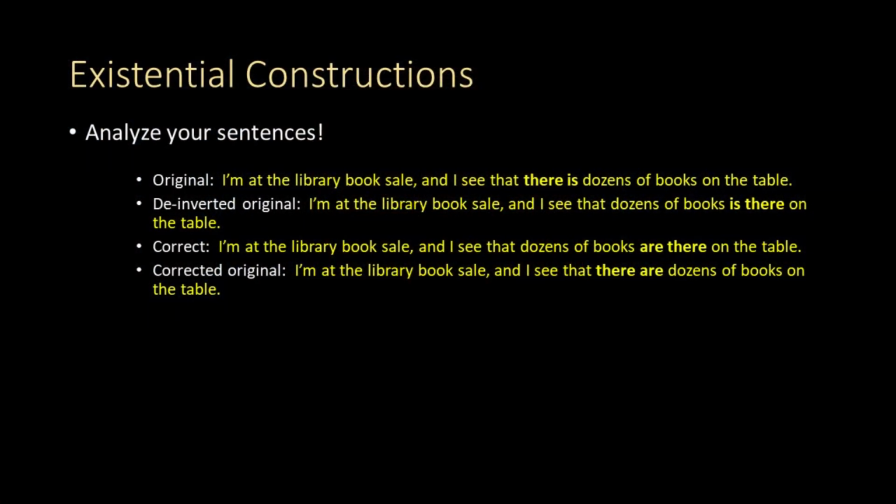First, I'm at the library book sale and I see that there is dozens of books on the table. If we de-invert that, we get I'm at the library book sale and I see that dozens of books is there on the table. And we can see that's wrong. Right would be I'm at the library book sale and I see that dozens of books are there on the table. So our original sentence should be I'm at the library book sale and I see that there are dozens of books on the table.